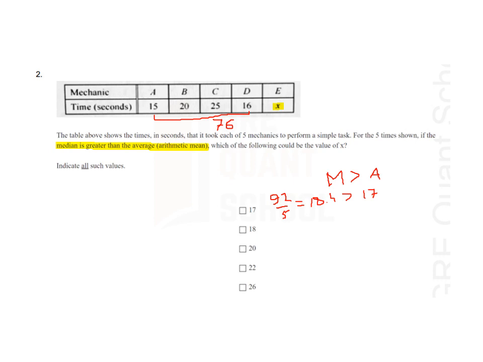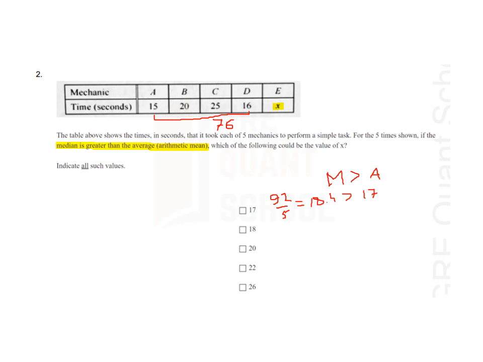For example, x equal to 17. So 76 plus 17 equal to 93, and to find out the average, divided by 5, we get 18.6. That is the arithmetic mean.